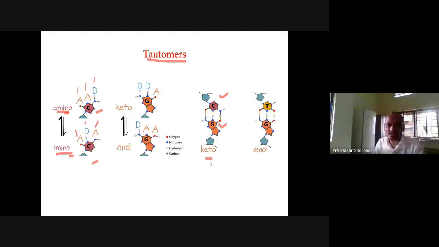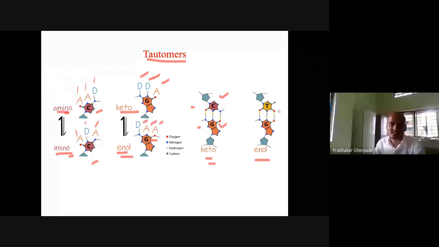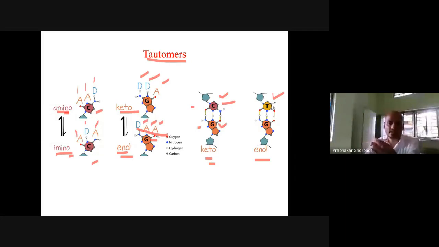But what happens? This is a keto form. If the DDA form is there, then G will bind with the C. But if this guanosine undergoes the enol form, then it changes to DAA. Because this sequence has changed, instead of binding with this C molecule, it will bind with this T molecule. So guanosine is binding with the T, which is a mistake, and it causes mistakes in the replication process. So that is tautomer formation.